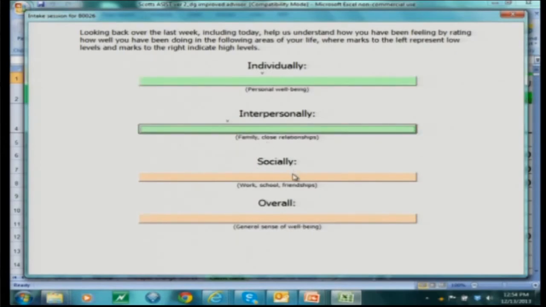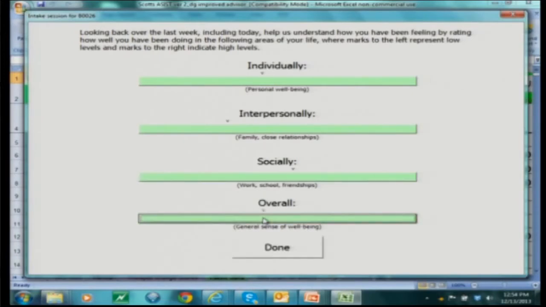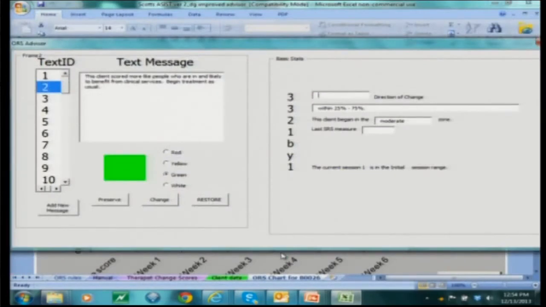Perfect. There we go. And does that feel about right if you look them over? Yeah, that looks right for me. Mm-hmm. Okay. Here's the cool part. When I hit the done button here, the computer gives us a signal and tells us how are things, and you've gotten the green signal. That green signal, if you read in the box, it says the client scored more like people who are in and likely to benefit from clinical services. Begin treatment as usual.